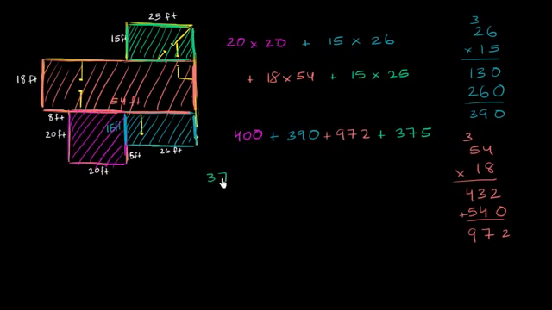So we have 375 plus 972 plus 390 plus 400 plus 400. And this is the home stretch. We deserve a drum roll now. 5 plus 2 is 7. 7 plus 7 is 14, plus 9 is 23. 2 plus 3 is 5, plus 9 is 14, 17, 21. So the square footage of this house is 2,137 square feet.